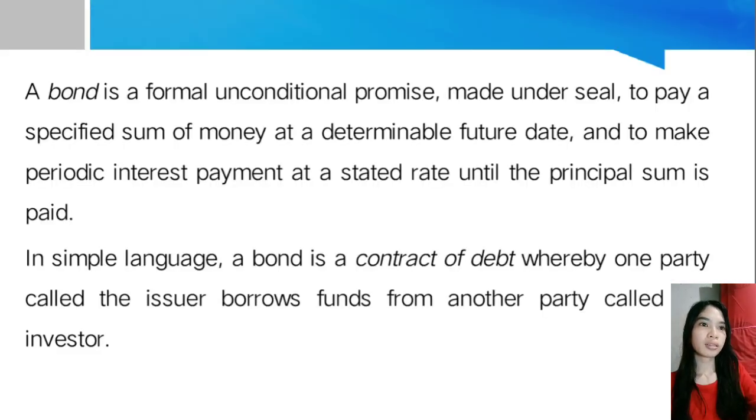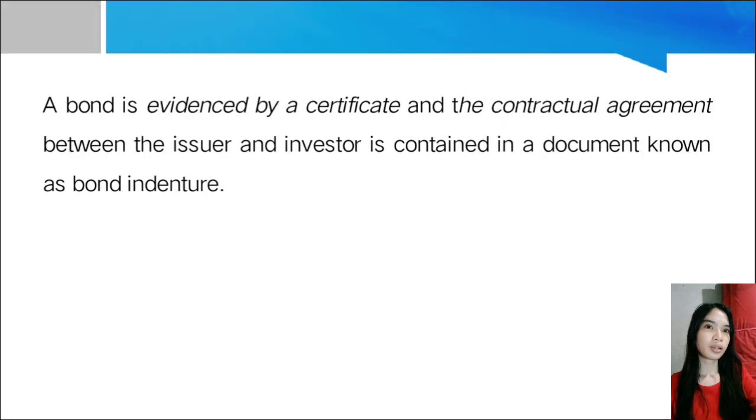A bond is a formal unconditional promise made under seal to pay a specified sum of money at a determinable future date and to make periodic interest payments at a stated rate until the principal sum is paid. In simple language, a bond is a contract of debt whereby one party, called the issuer, borrows funds from another party, called the investor. A bond is an evidence certificate, and the contractual agreement between the issuer and investor is contained in a document known as the bond indenture.